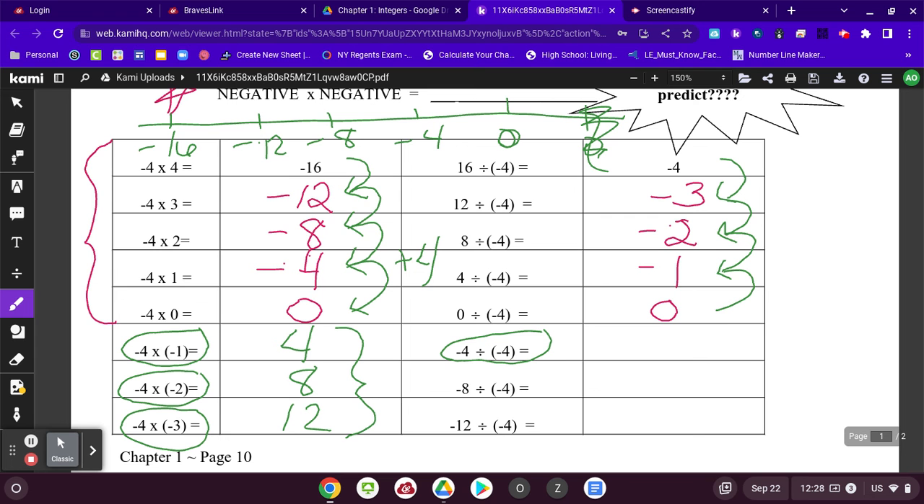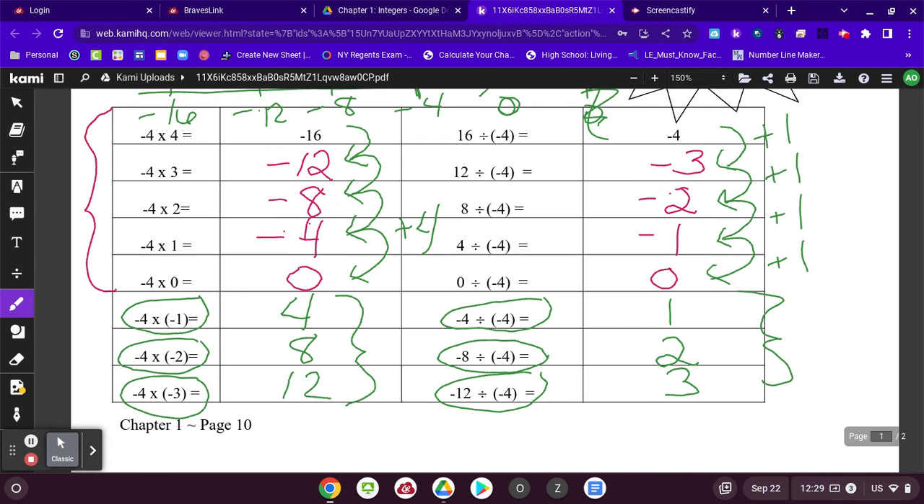Again, a lot of people say, oh, we're decreasing by 4. But again, if you're starting here at negative 4, as you move closer to 0, you're increasing. So these are all adding 1. They're becoming less negative. So 0 plus 1 is 1, and then plus 1 is 2, and plus 1 is 3. So what happens when you have a negative times a negative? We just learned you get a positive answer.